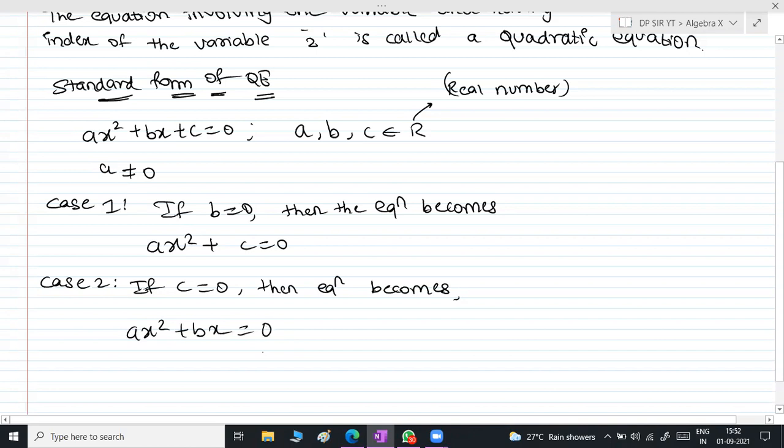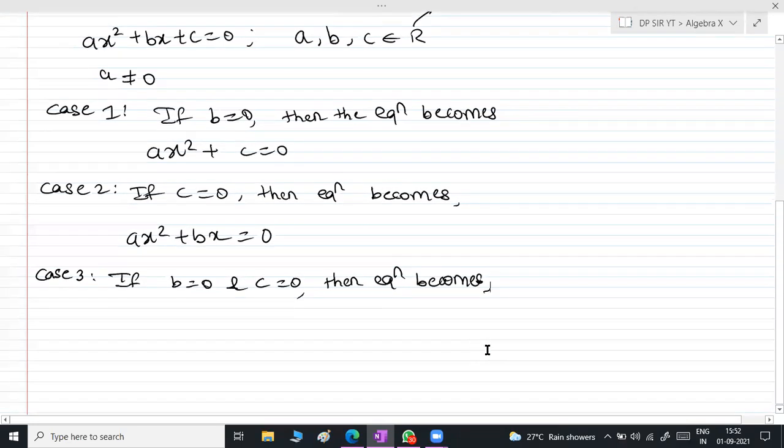Case 3 will be if b is equal to 0 and c is equal to 0. What if this happens? Then what will the equation be? Both the things are 0, so the equation would be ax square is equal to 0.